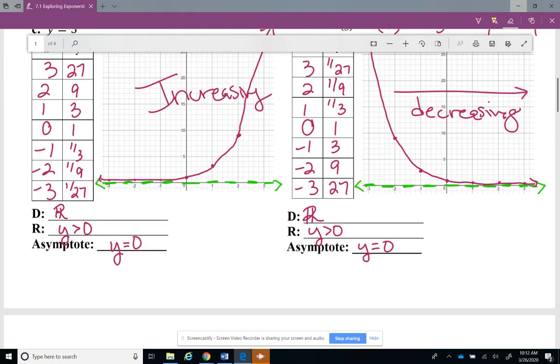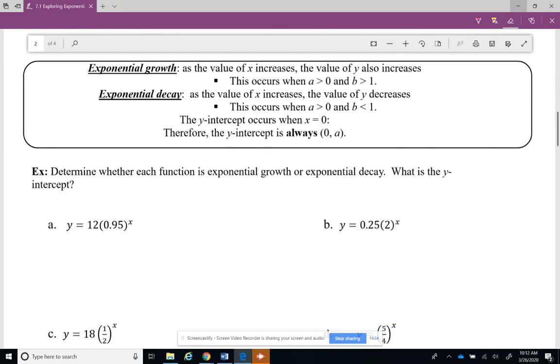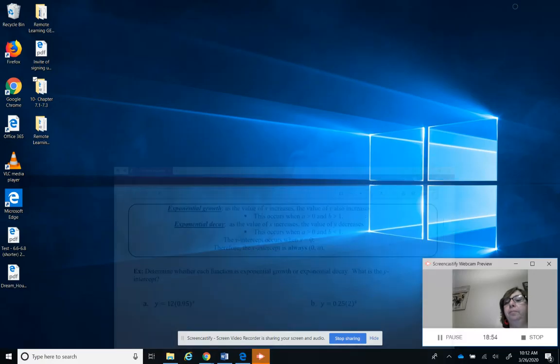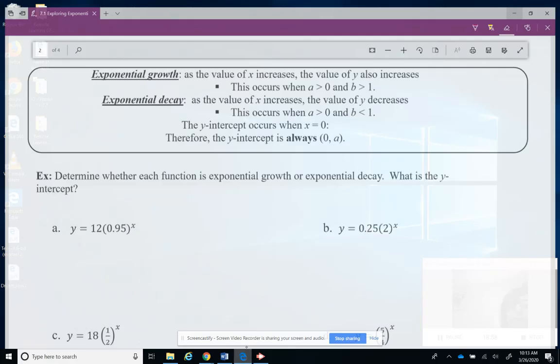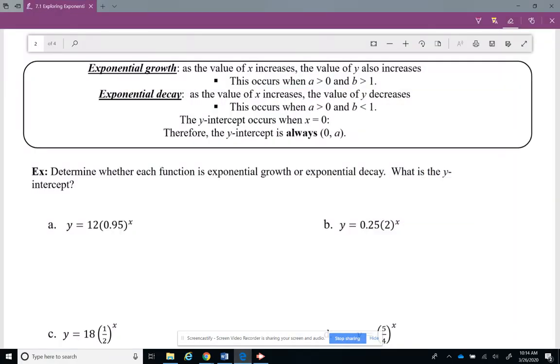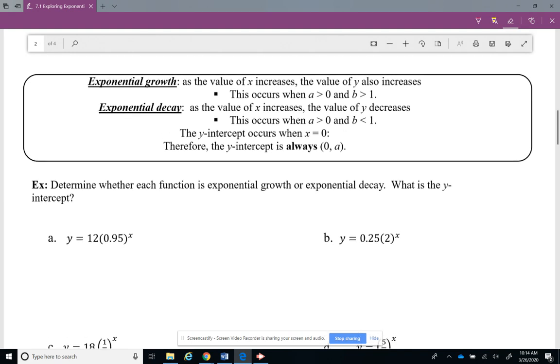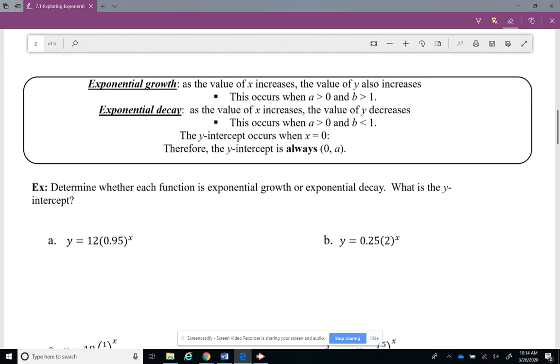All right. Go ahead and go to your next page. And we're going to talk a little bit about exponential growth. All right, you guys. So we're on the back now. Exponential growth and exponential decay. Now we've kind of already gone over this. You just don't know it.